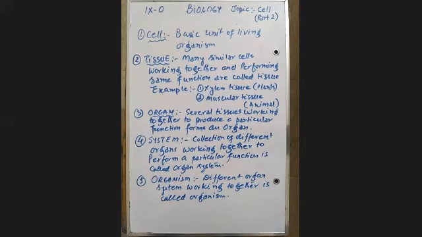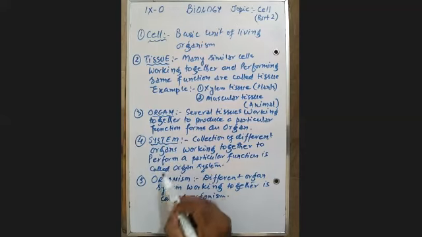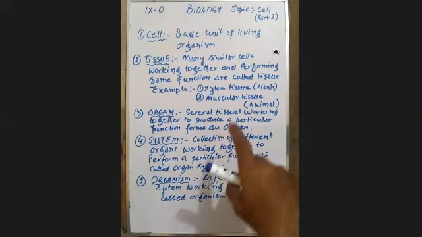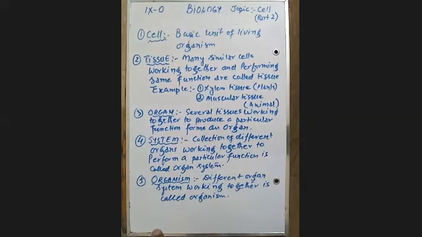Questions might come. Okay, what are cells? What are tissues? They can ask anything. They can ask what is an organ, what is a system, what is an organism. So in these small definitions, you can easily remember. Cell, the basic unit of all living organisms. Tissues, similar types of cells combined together form tissues. I gave examples, xylem tissues, muscular tissues. What are organs? Several tissues working together to perform a particular function.